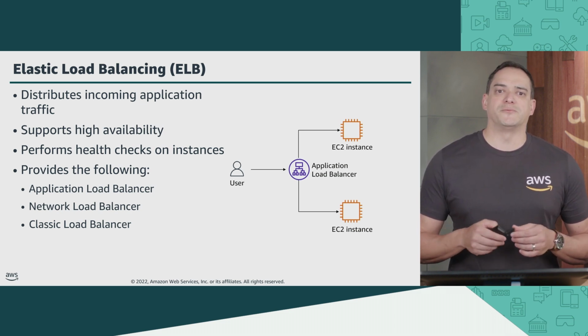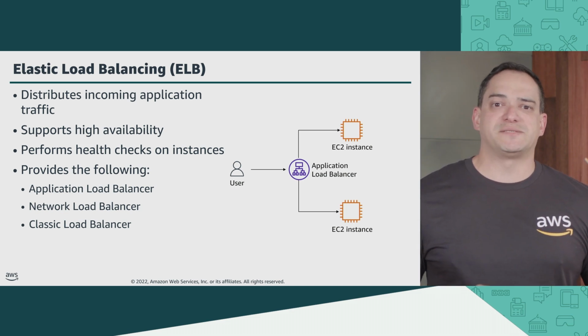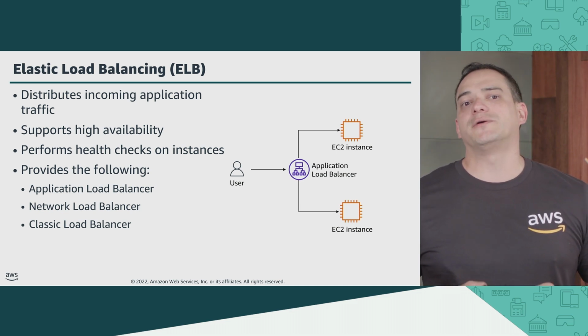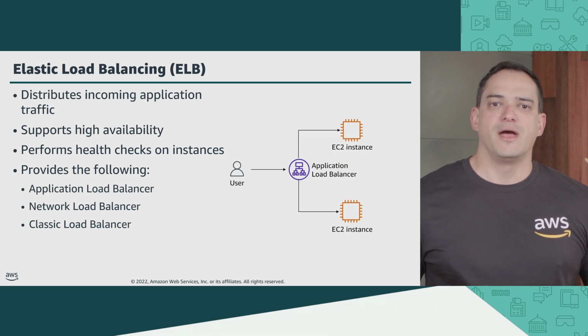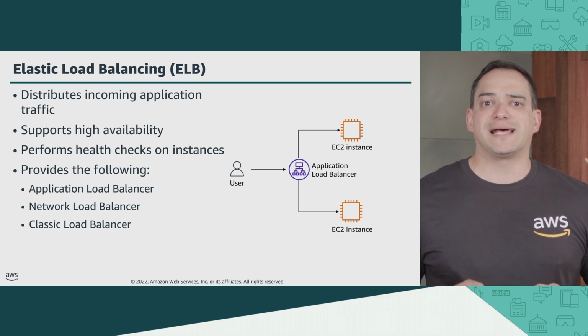per availability zone. A classic load balancer provides basic load balancing across multiple EC2 instances and operates at both the request level and connection level. A classic load balancer is intended for applications that are built within the EC2 classic network.